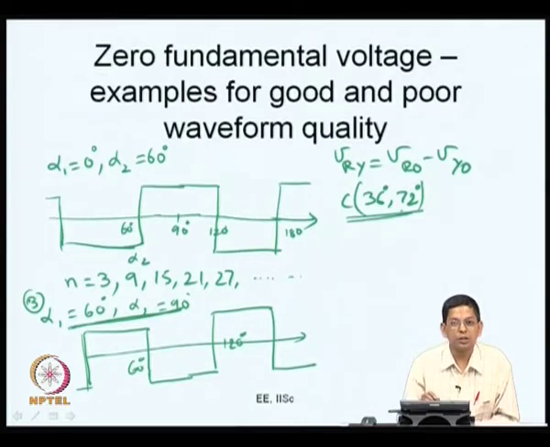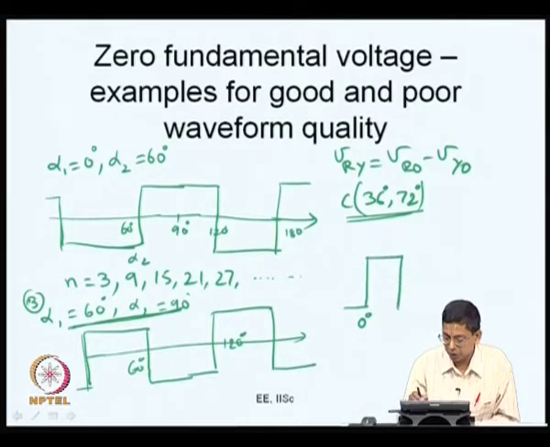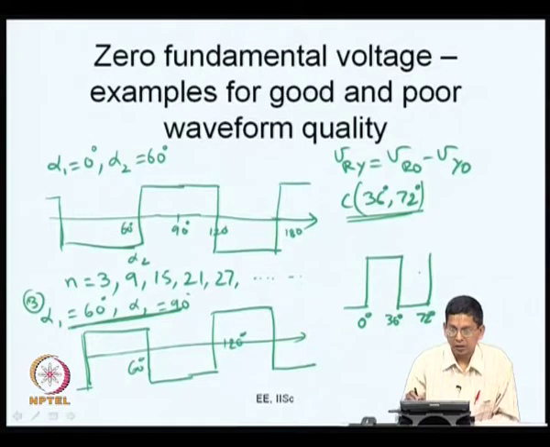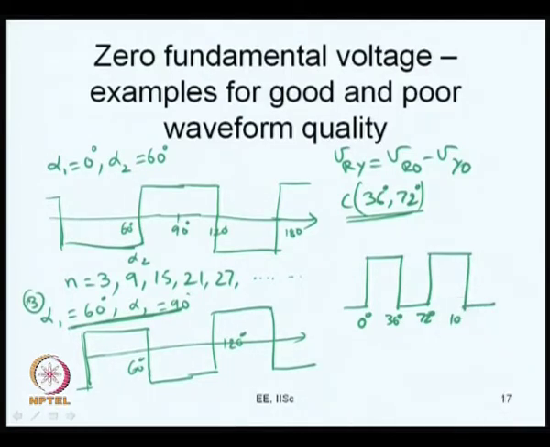If you consider this, what will you get? At 0 the waveform switches, at 36 it switches back, at 72 it goes high. 72 is 90 minus 18. So, at 90 plus 18 it will come down, and 90 plus 18, due to quarter wave symmetry, is 108. Once again at 144 it will go high and at 180 it will come low. So, this is the nature of the waveform.